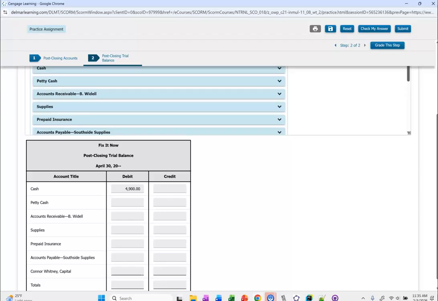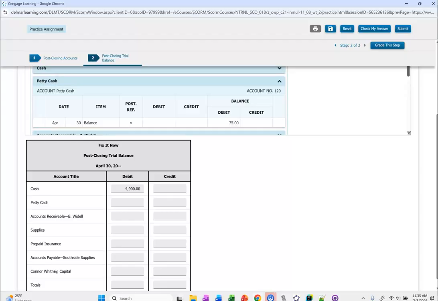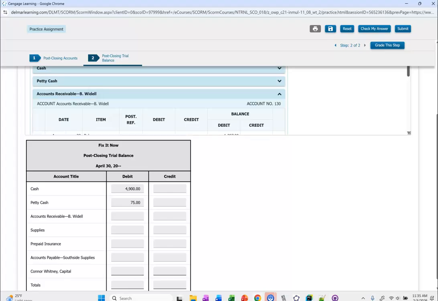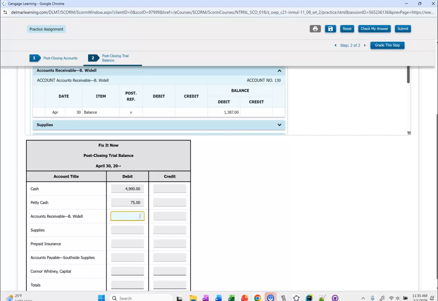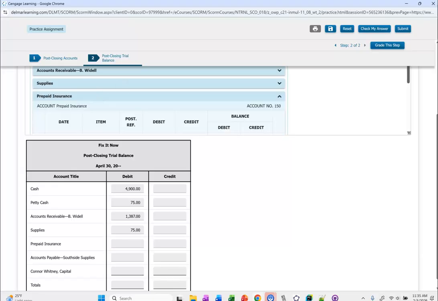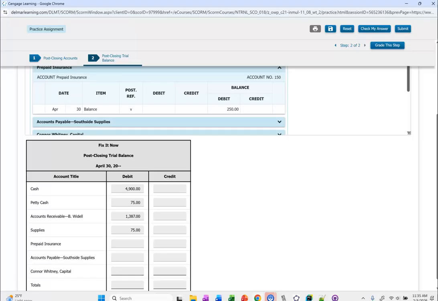And then next one is petty cash. So I'll find the petty cash ledger. The balance there is a debit of $75. Then accounts receivable to B. Wydell. So I'll find that ledger. Again, we have a debit balance of $13.87. Then I'll find the supplies ledger. We have a debit balance of $75 there. And then my prepaid insurance ledger, and we have a debit balance of $250 in there.